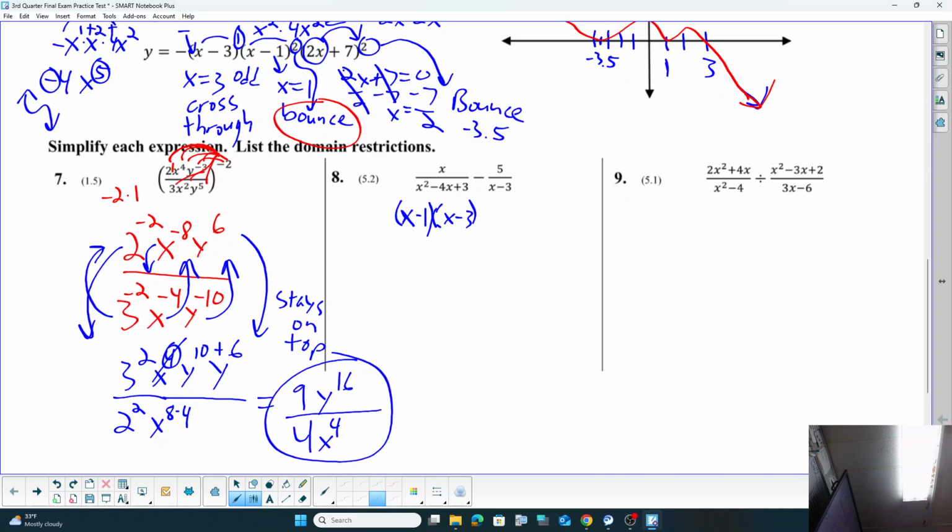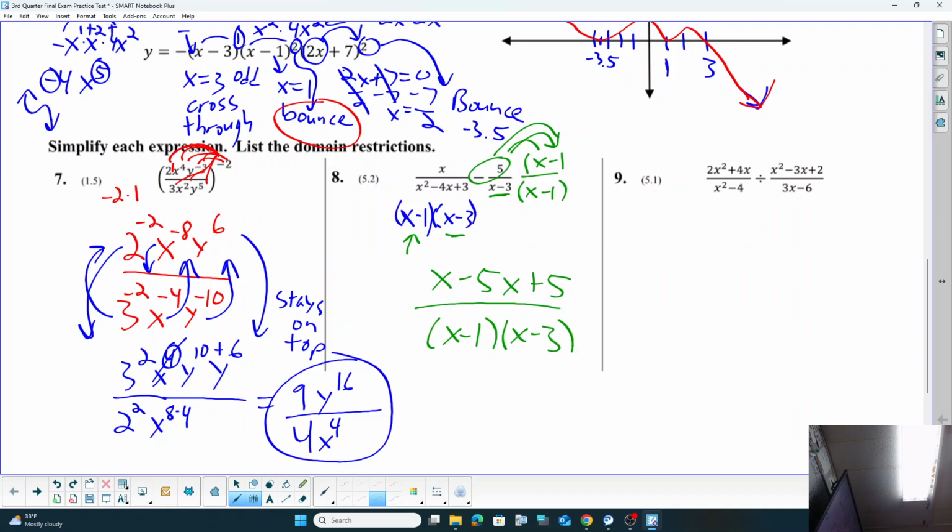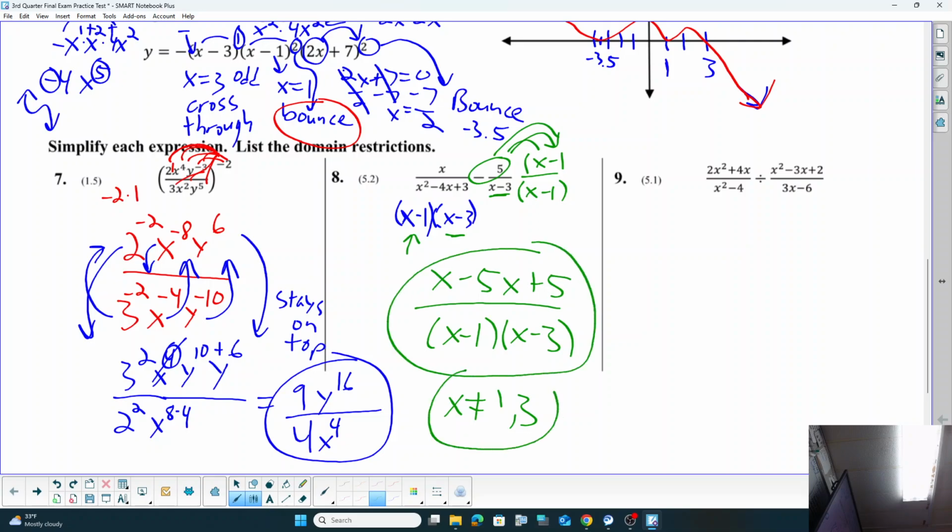Okay, so what is this side missing? So this side has the x minus 3, it's missing the x minus 1. So we have to give it an x minus 1 to the top and bottom. And then we're going to distribute that negative 5 through. And we're going to combine the top. So negative 5x and then negative 5 times negative 1 is a positive 5. So combine the top over the bottom once. And the x can't equal 1 and 3. Yeah, there we go. Remember that?